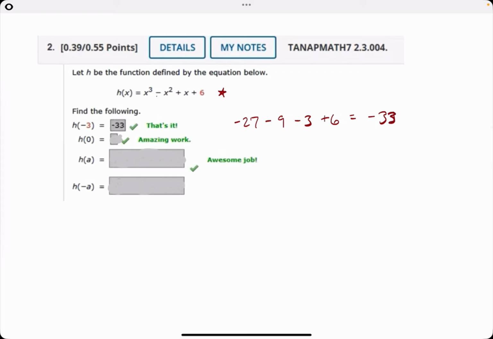Nice. H of 0, all these x's go to 0, and we're just left with 6. H of a just means the same exact function with a plugged in. So a cubed minus a squared plus a plus 6.